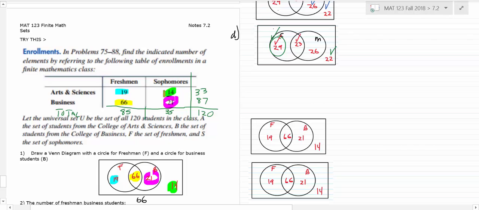Over here, then you would have you're a sophomore. So if you're a sophomore, you're not a freshman, and you're an arts and science major. So that means you're outside of the business circle. So that's your 14. Then the 21 would be a sophomore who's a business major. So you've got to think about how that goes together.